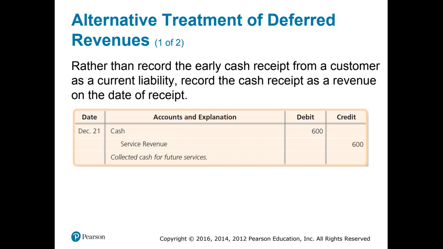And then rather than recording the early cash receipt from the customer as a current liability, we're going to record the cash receipt as a revenue on the date of the receipt, the date that we received it. So we received cash on December 21st. We're going to debit the cash account because we received it. And we're going to credit our service revenue account because we're saying that we've earned it, we're recording it as revenue. And our note is that we collected cash for future services.